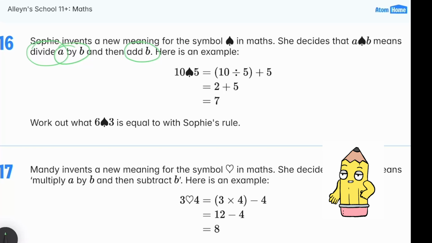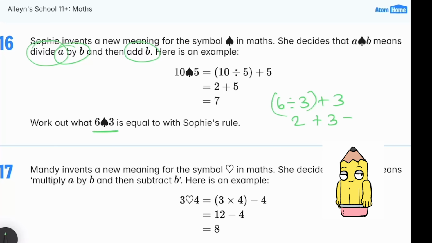So let's turn the instructions into an equation using A and B as placeholders. And we can then replace A with 6 and replace B with 3. So we have 6 divided by 3 plus 3. And we know that is 2 plus 3, which is 5. And that's our answer.